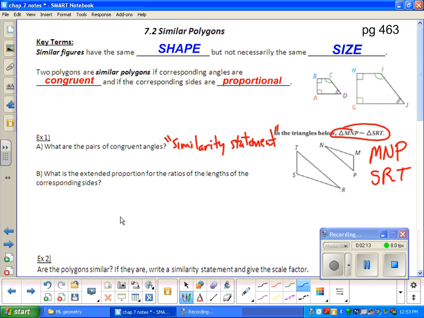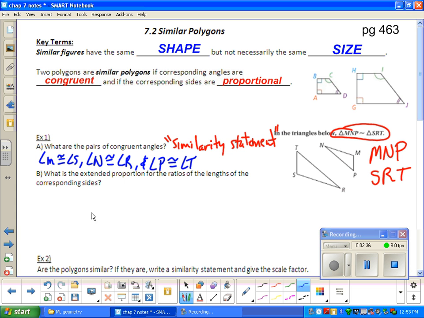So the similarity statement would be angle M is congruent to angle S, angle N is congruent to angle R, and angle P is congruent to angle T. So that is your similarity statement for the pairs of congruent angles.